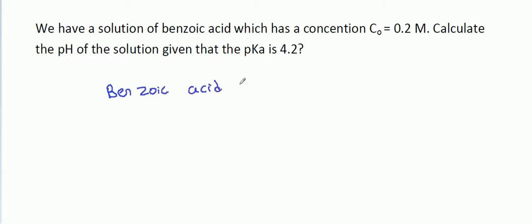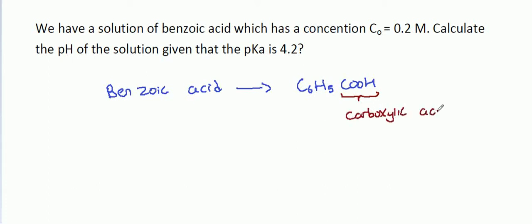Usually at the exam you will have the structural formula, but in this question I will write it for you. It is C6H5COOH. As you can see, we have the COOH group, which is a carboxylic group. So this is a carboxylic group, and you should know that all the carboxylic groups, they are weak acids.